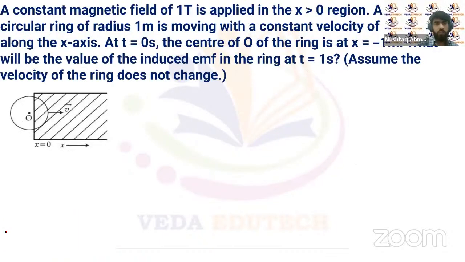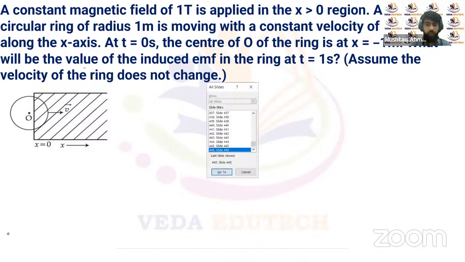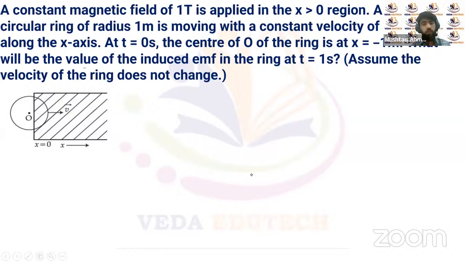So now let's move on to another question. The question is that a constant magnetic field of 1 Tesla is applied in the region x greater than 0. A metallic circular ring of radius 1 meter is moving with a constant velocity of 1 meter per second along the x-axis. At time t equal to 0, the center O of the ring is at a distance of x equal to minus 1 meter. What will be the value of the induced EMF in the ring at time t equal to 1 second?